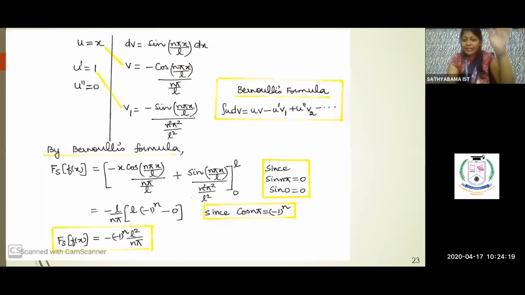So let's first find, I always find the derivatives first, because only then you will know where you have to stop. Okay. So what is u dash? U dash is nothing but du by dx. So what is du by dx? It is 1.